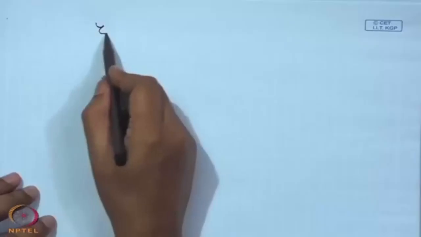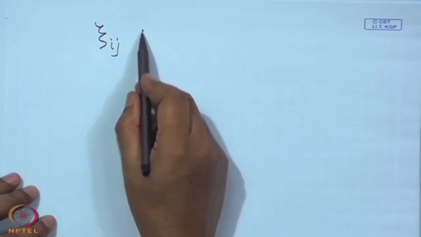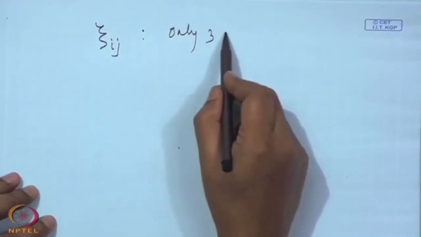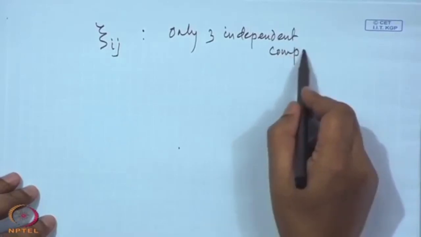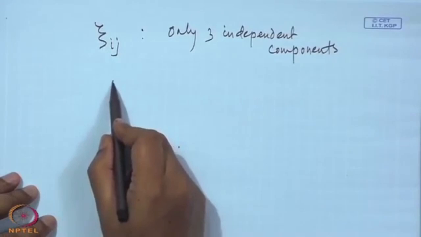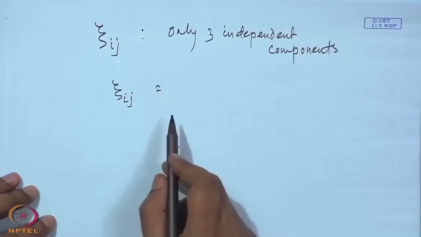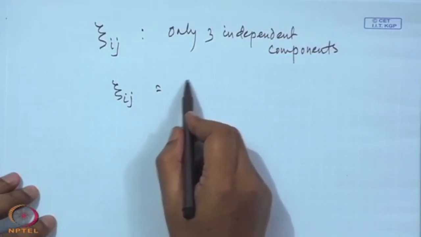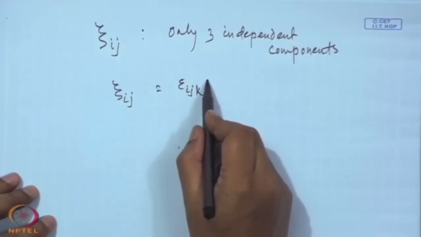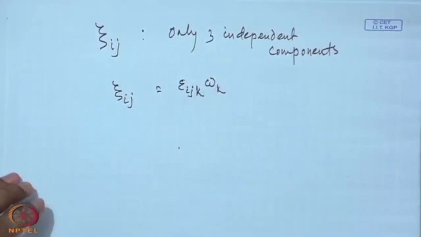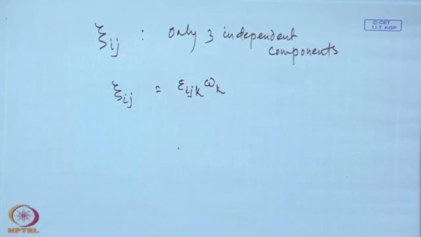So, xi ij has only three independent components. Okay, we will stop here today, but we won't be able to complete it today, so we will continue it next class.